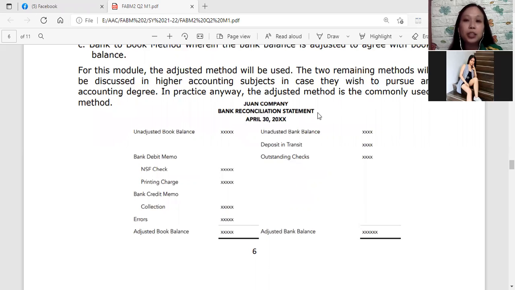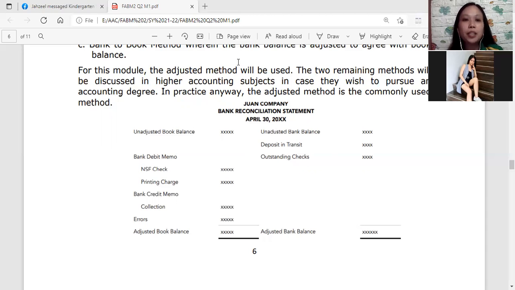Your bank reconciliation statement needs to have complete details in your headings. Some of you have submitted without any headings, so that's already a deduction to the points. Without headings, the statement is incomplete. The heading needs the name of the company, the title of the statement, and the date. You can create your own date, depending on the information given in the activity.